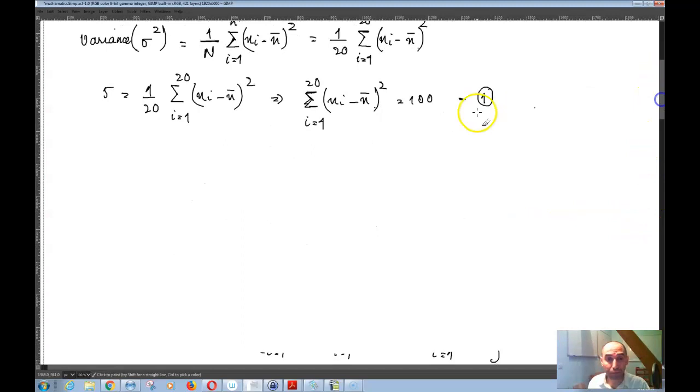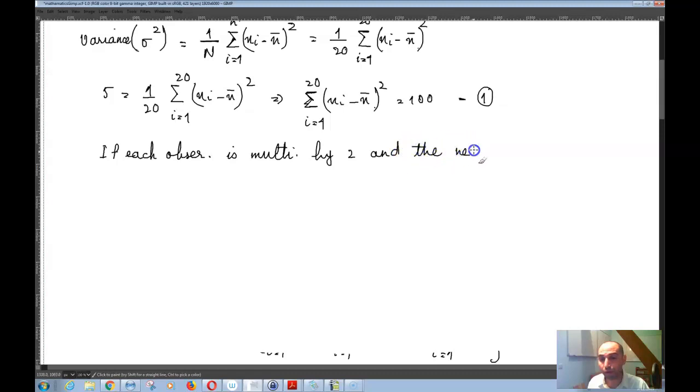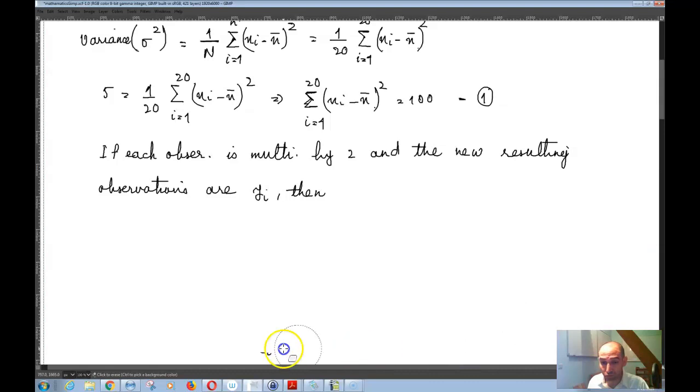Now if each observation is multiplied by 2, and the new resulting observations are y of I, then y of I would be equal to 2 times x of I. Or you can say that x of I is equal to 1/2 times y of I.